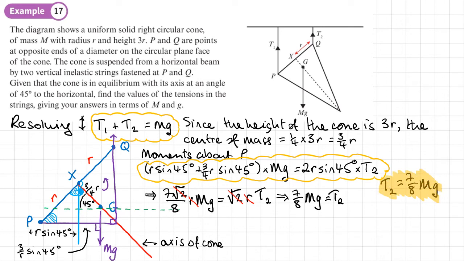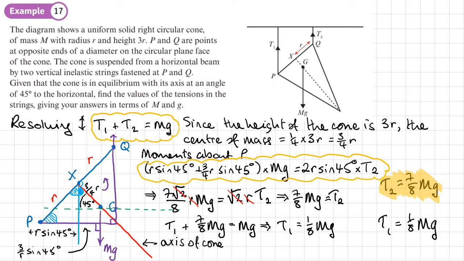Now we know that T1 plus T2 equals mg, so T1 plus T2, which is 7/8 mg, equals mg. So from here we'll get T1 is equal to 1/8 mg, taking away 7/8 mg from both sides. So we've got T1 is 1/8 mg. So we'll just highlight that, and then we'll move on to the next example.